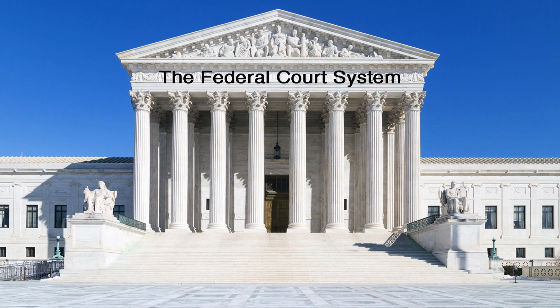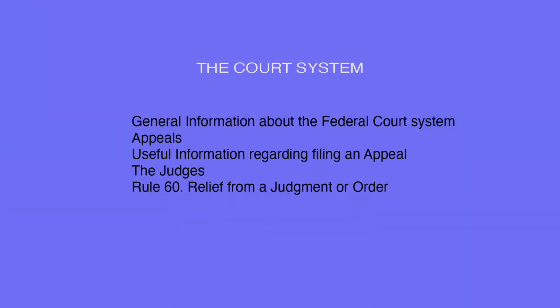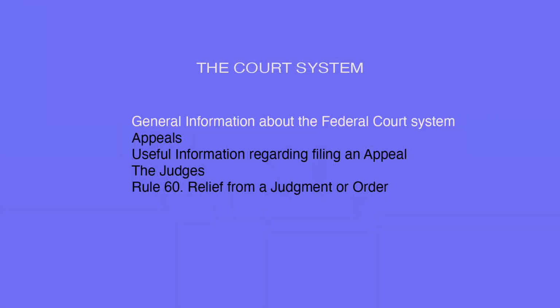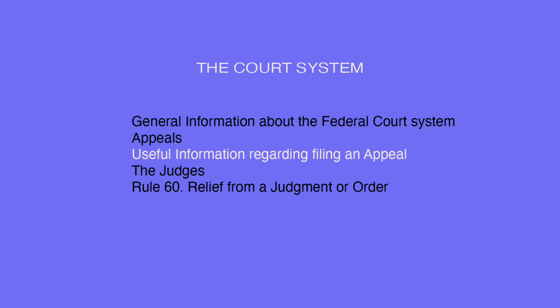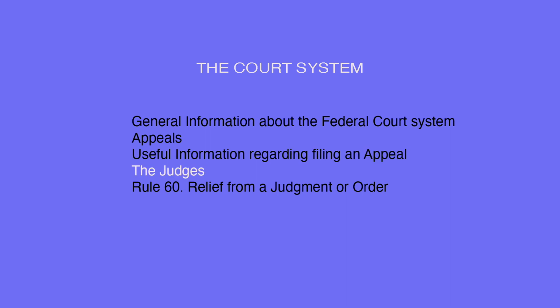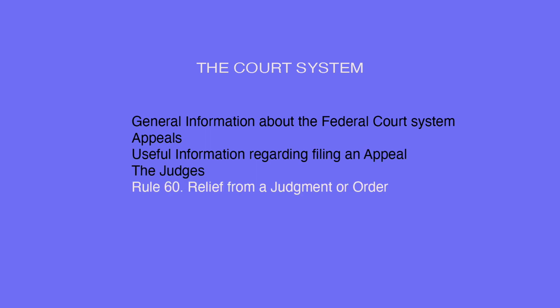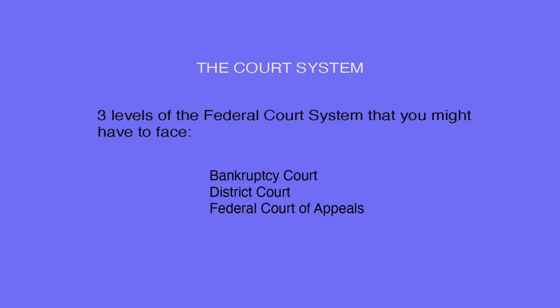The court system. This section covers general information about the federal court system, appeals, useful information regarding filing an appeal, the judges, Rule 60, relief from a judgment or order. There are 3 levels that you might have to face. They are the Bankruptcy Court, the District Court, and the Federal Court of Appeals.